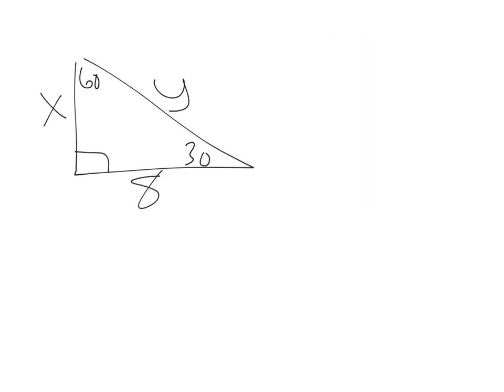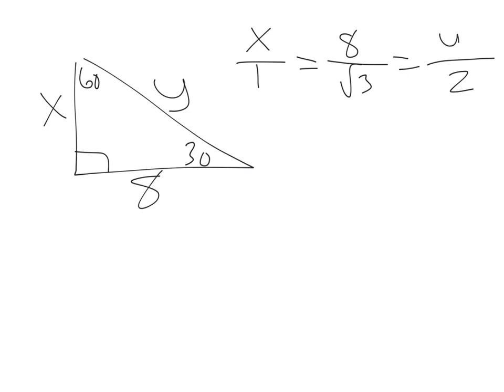Let's say I got this one right here. If I set up my super proportion like we did before, across from my 30 is my 1, across from my 60 is my root 3, and then I got my 2. Well, across from 30 is x in this case, across from 60 is 8, and across from 90 is my y.